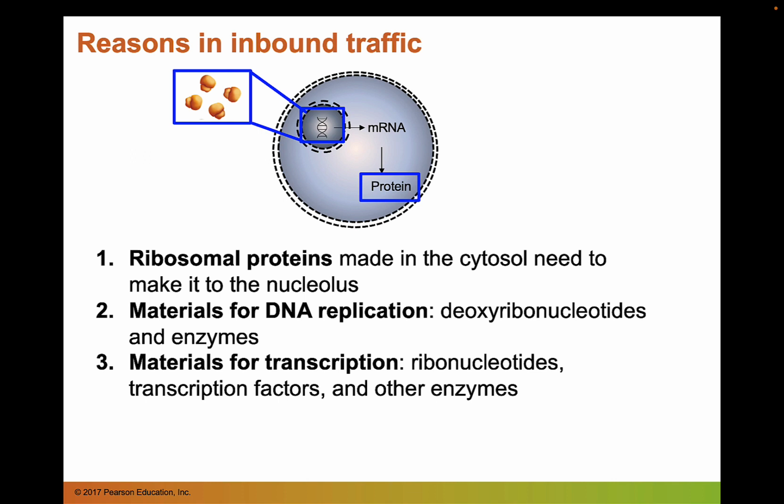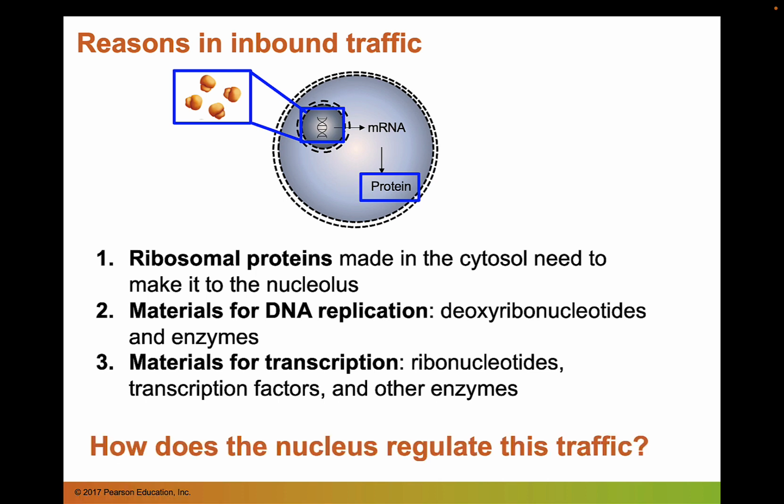And things need to move into the nucleus. So just as examples, if the proteins are made in the cytosol for ribosomes, ribosomal proteins, they need to go into the nucleus to be assembled into ribosomes. We also need to import in materials for DNA replication. These can include deoxyribonucleotides and enzymes that catalyze this process. And we need materials for transcription. So ribonucleotides, transcription factors, and other enzymes that regulate and coordinate this process. So there needs to be a way to get material in and out of the nucleus.